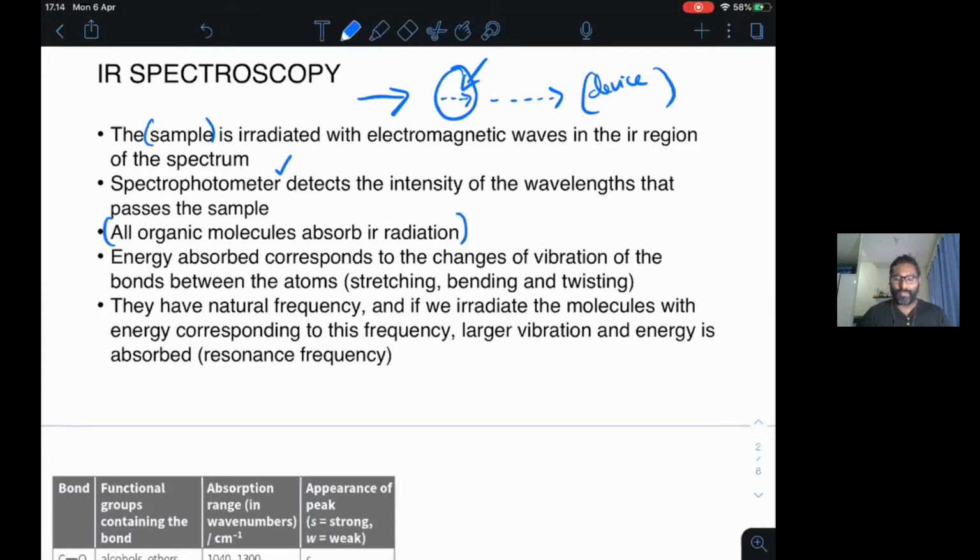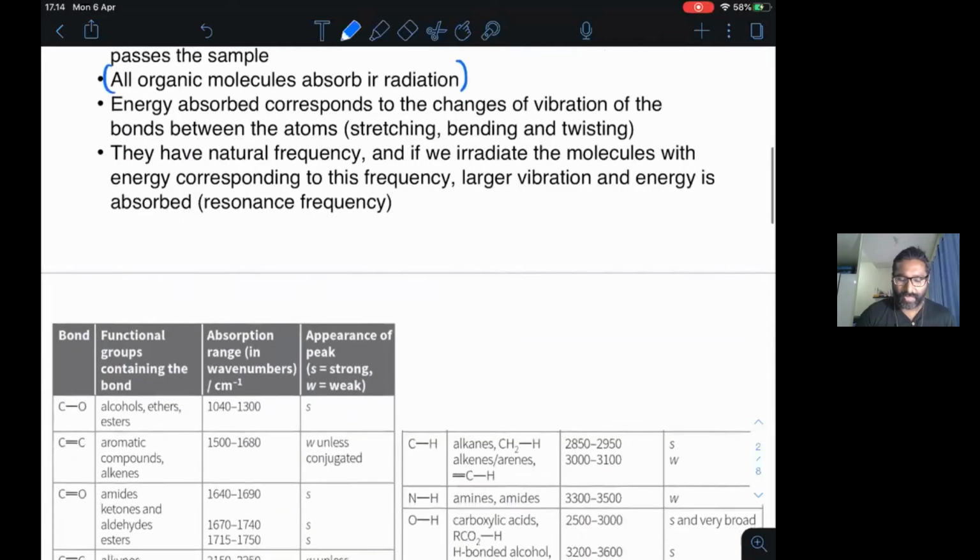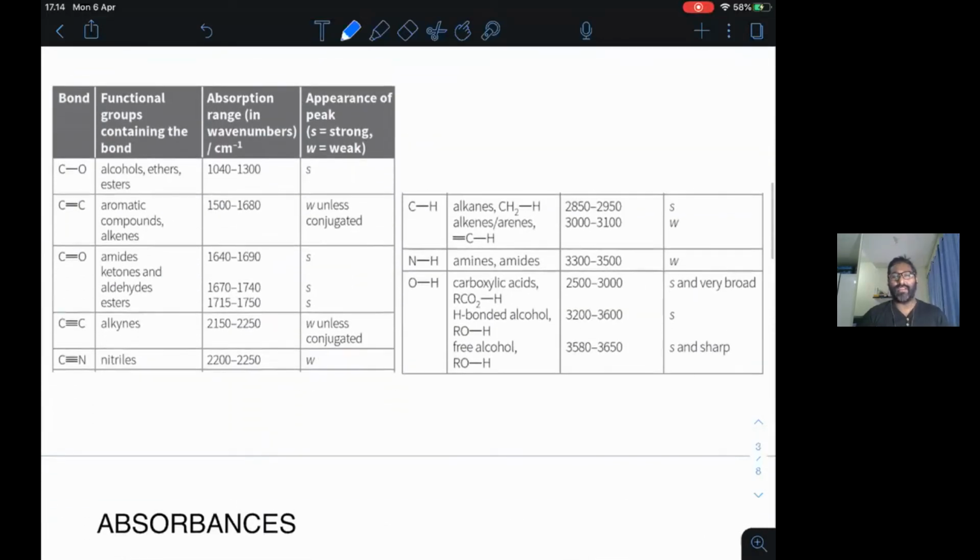So what we are going to do is find out how much is going to be absorbed, the absorbance. We found this out and matched it, and the data is given for you. They found that if you are using the device and you have a C sigma bond O, the absorption range is going to be like this, and so on. They also use certain terms over here, which are S and W. S is strong, and W is weak.